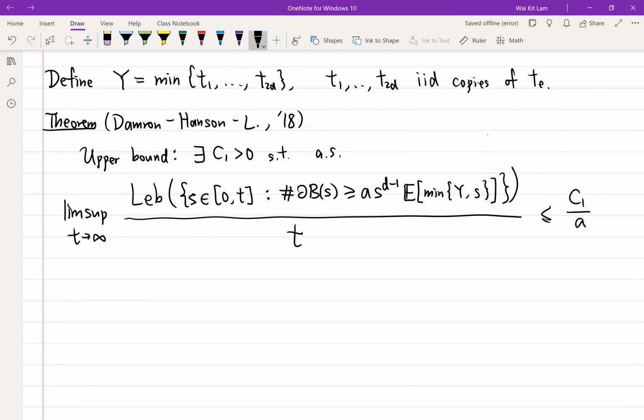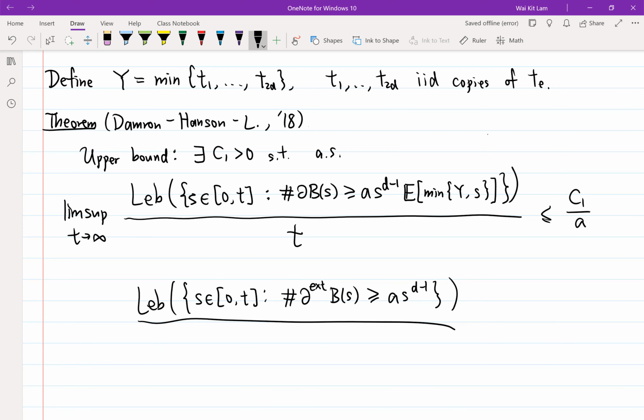So there's another inequality that we can prove. We look at something similar, but instead of the whole boundary, we look at the exterior boundary. Okay. So we look at the set of all times such that it is large, large in the sense that it is larger than some constant times S to the D minus 1. And now you look at the Lebesgue measure of this, again divide this by T, and then take T to infinity. Again, this is bounded by some constant over A. Okay.